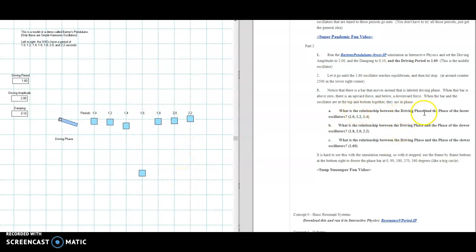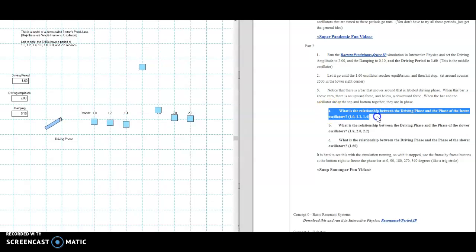So what is the relationship between the driving phase and the phase of the faster oscillator? Well, if we're driving it at 1.6, these guys would oscillate faster, okay? So just look at the number 1, that's the best one right there. Notice that when this force is up, that thing's up. When it's at 0, that guy's at 0. When that guy's down, this guy's down. When this guy's at 0, that's at 0. This is what we would call in phase.